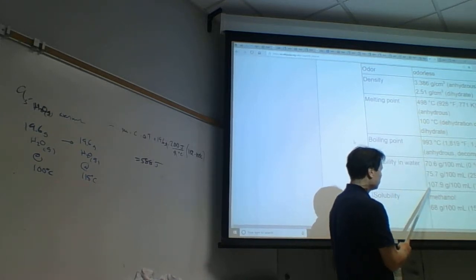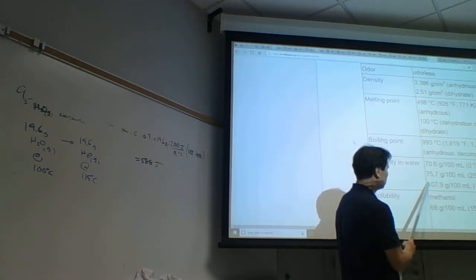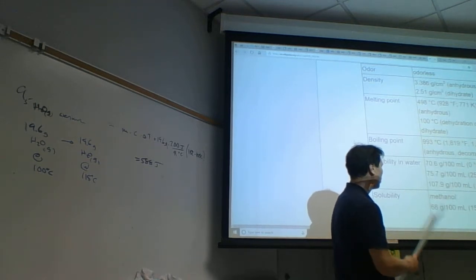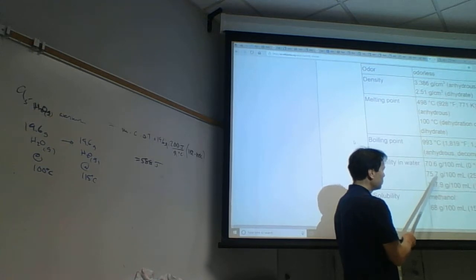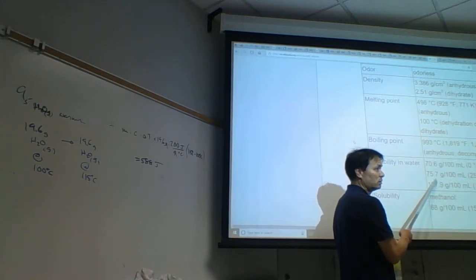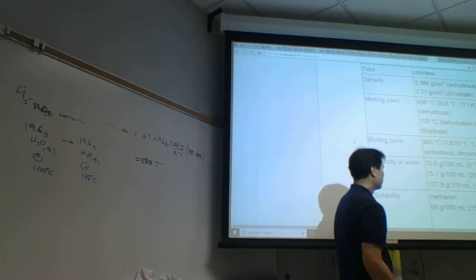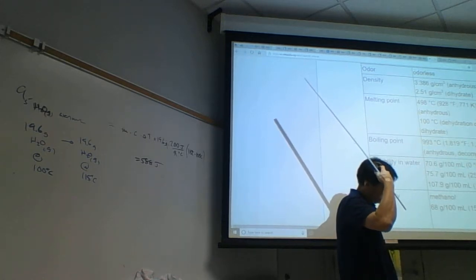So there's a limit. The closer we get to this limit, the more concentrated it is. The further away from this limit, the more diluted it is. If we're right at the limit, let's say at room temperature, we're right at 75.7 grams per 100 milliliters, then we call that a saturated solution. We're right at the limit. And so these are all saturated solutions here, the maximum amount.